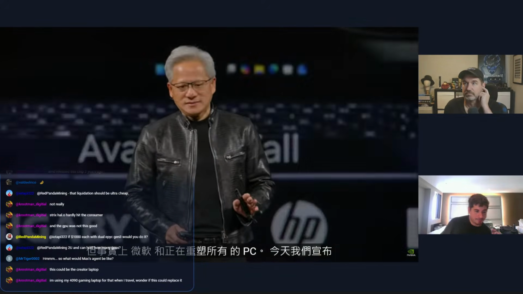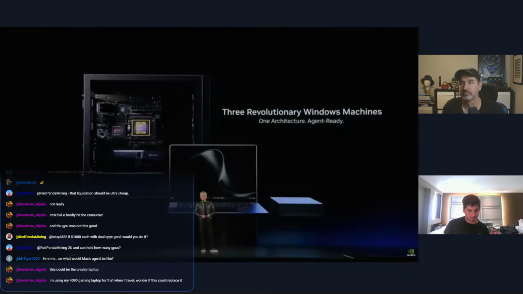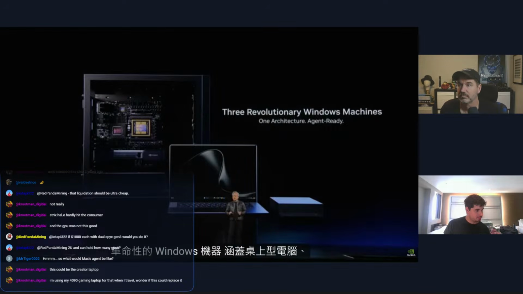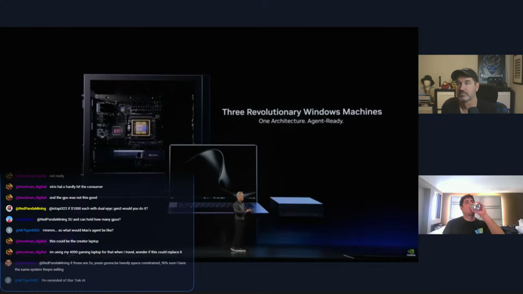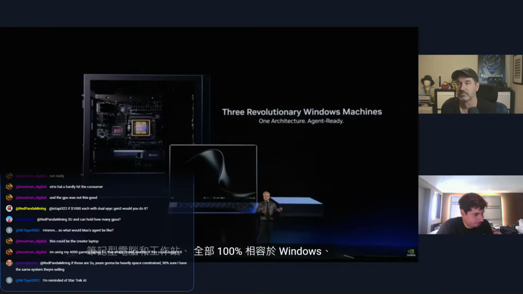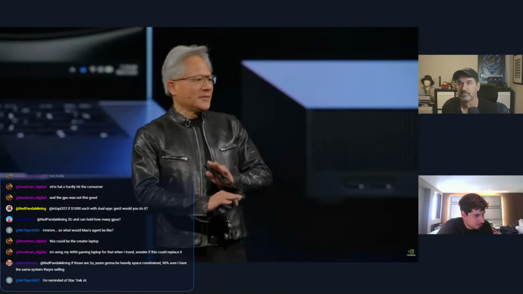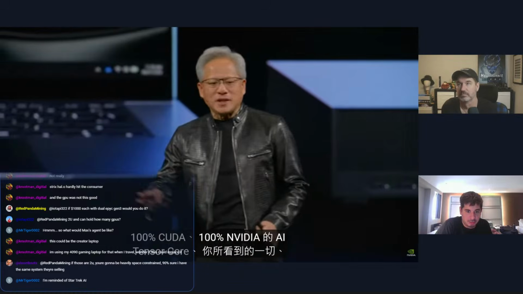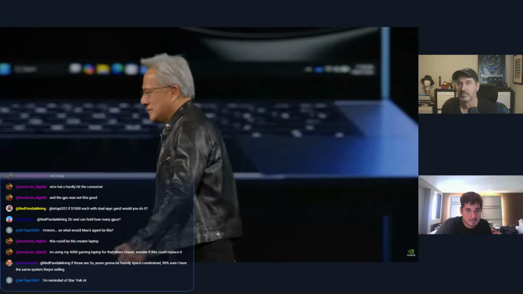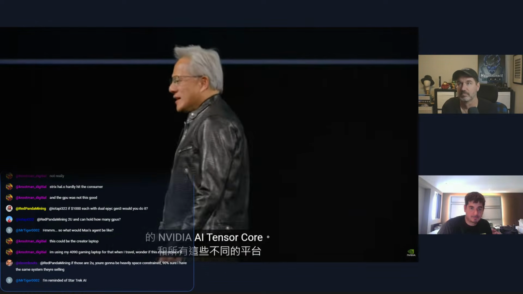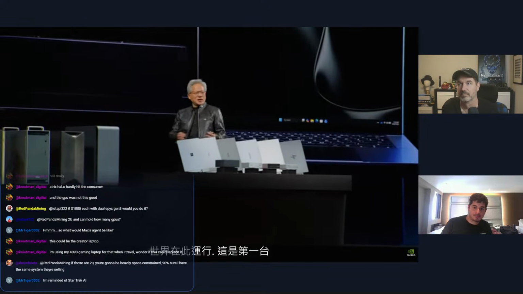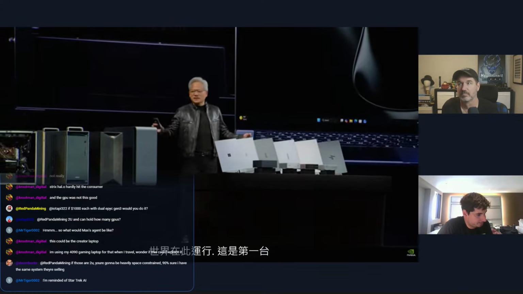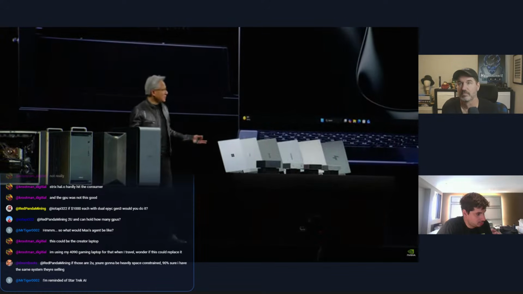Microsoft and NVIDIA are reinventing the PC. And today we're announcing a whole new line: 3 revolutionary Windows machines covering desktop, laptop, and workstations, all 100% Windows compatible, 100% CUDA, 100% NVIDIA AI Tensor Core. Everything that you see that runs on these other NVIDIA platforms around the world runs here. This is the first completely re-engineered, reinvented line of PCs that has happened in 40 years.